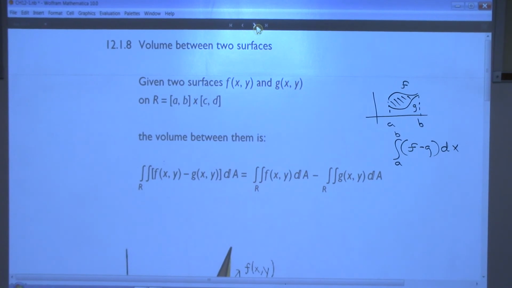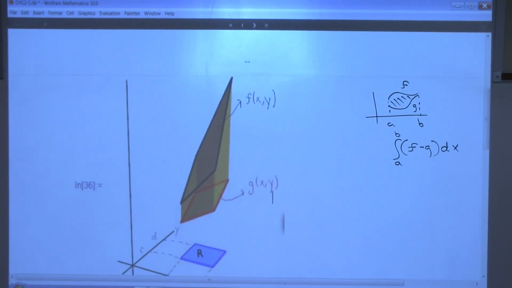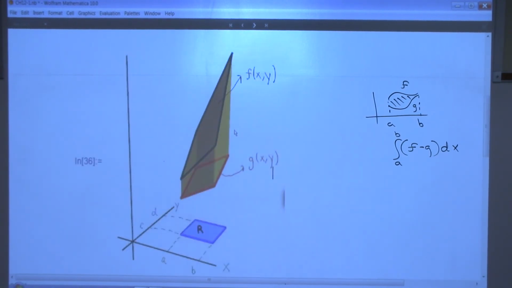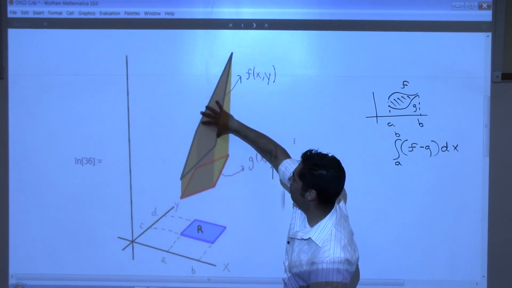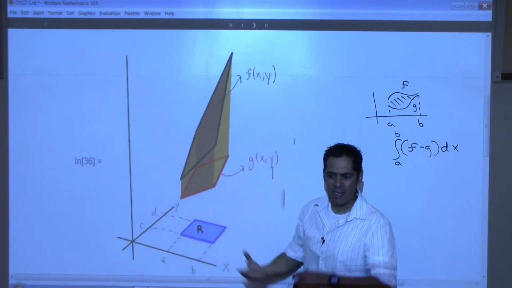Here's the picture of that. I think this is a pretty good picture. You've got the domain on the ground. You've got surface G, which is below surface F. And so you're trying to find the volume between those two.